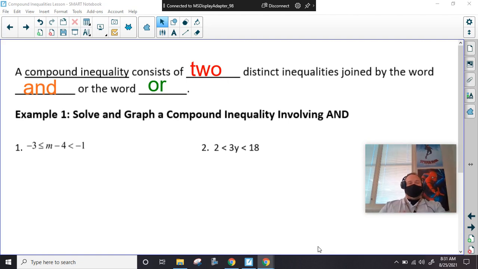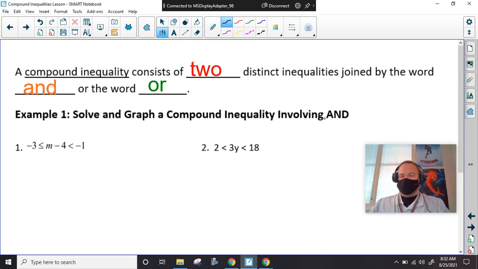So a compound inequality consists of two distinct inequalities joined by the word and or the word or. Now, I love this definition. It makes sense as we're doing it. And then all of a sudden you look at number 1 and 2, and there's not any words there. And you're like, what does this mean?